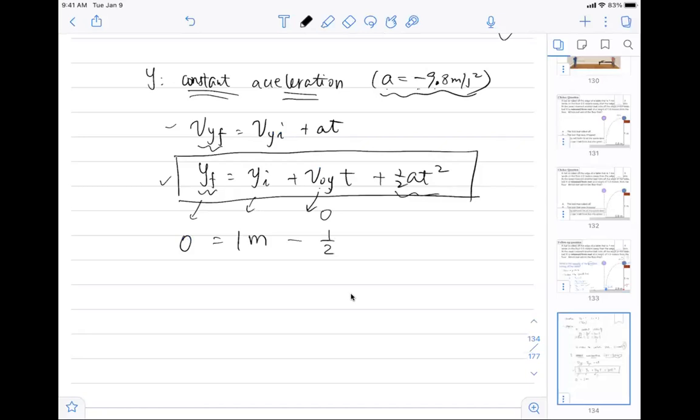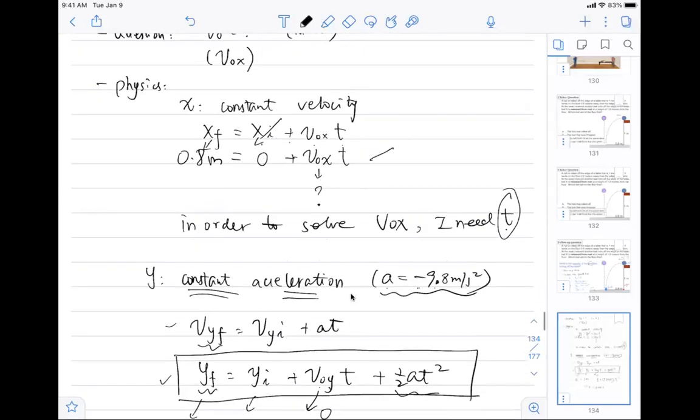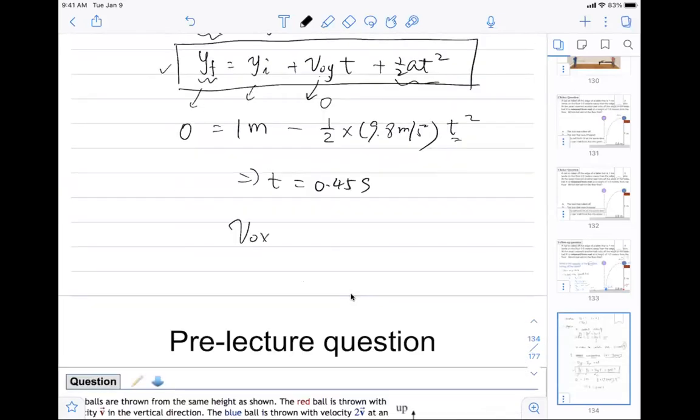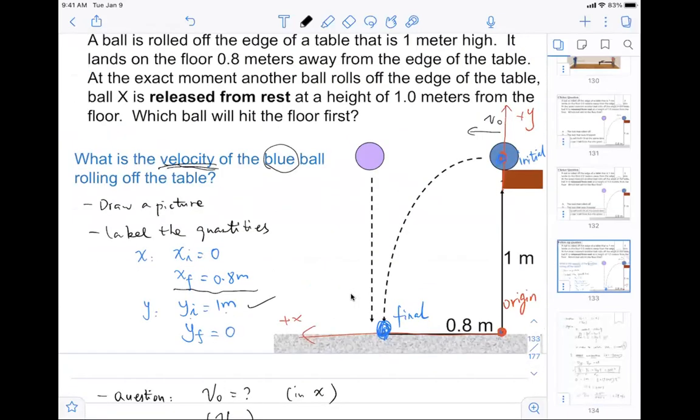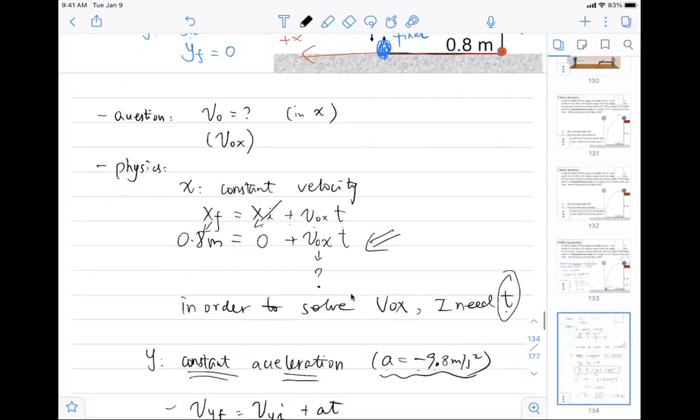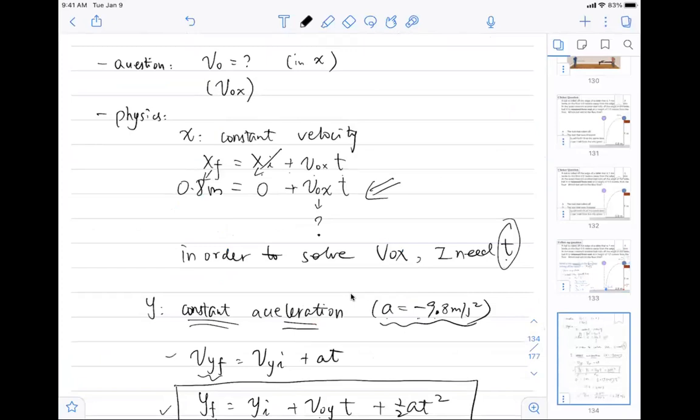And negative 1/2, 9.8 meters per second squared times time squared. So this will give you the time. Time, you go ahead and solve it. It'll be 0.45 seconds. Plug it back into this equation. It gives you v naught x is 0.8 meters divided by 0.45 seconds, that is 1.78 meters per second. So you have solved this, right? You will say, okay, the ball will roll off the table at 1.78 meters per second. So this is a demonstration of how you do x and y separately.